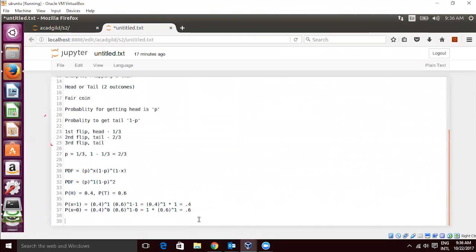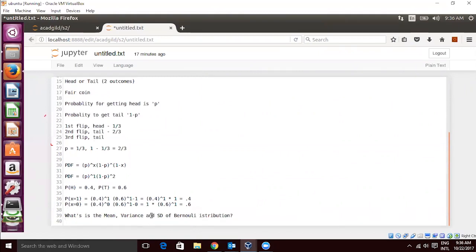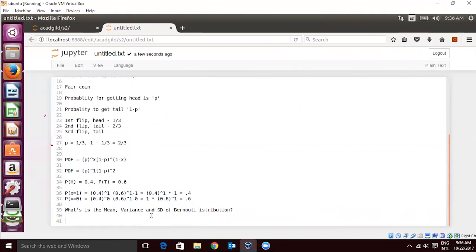What is the mean, variance, and standard deviation of Bernoulli distribution? That's the question. So does anyone have the answer? How can we calculate the mean, variance, and standard deviation? Let us take the mean. How can we calculate the mean value? Maybe you can try, not a problem.